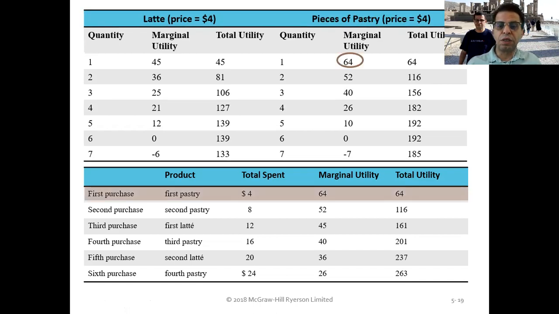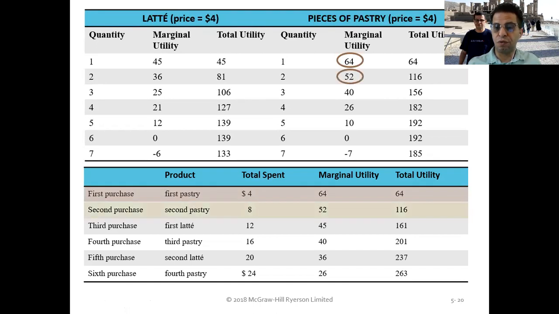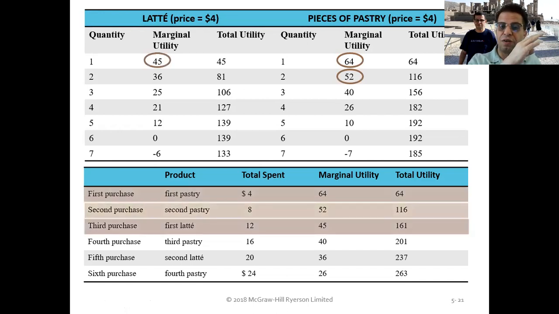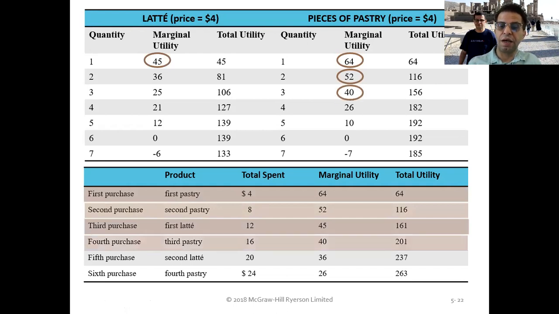As we said, the first one is 64. The second one, you go for 52 marginal utility. And the third one, because of 45, you go with a latte. The fourth one is 40 marginal utility, but latte gives us only 36, so we selected 3 quantities of pastry and 1 latte.